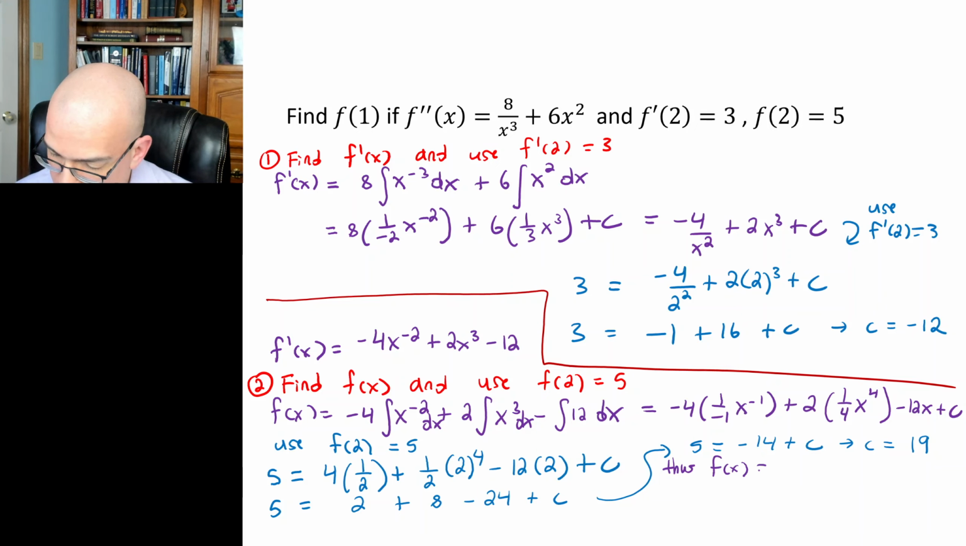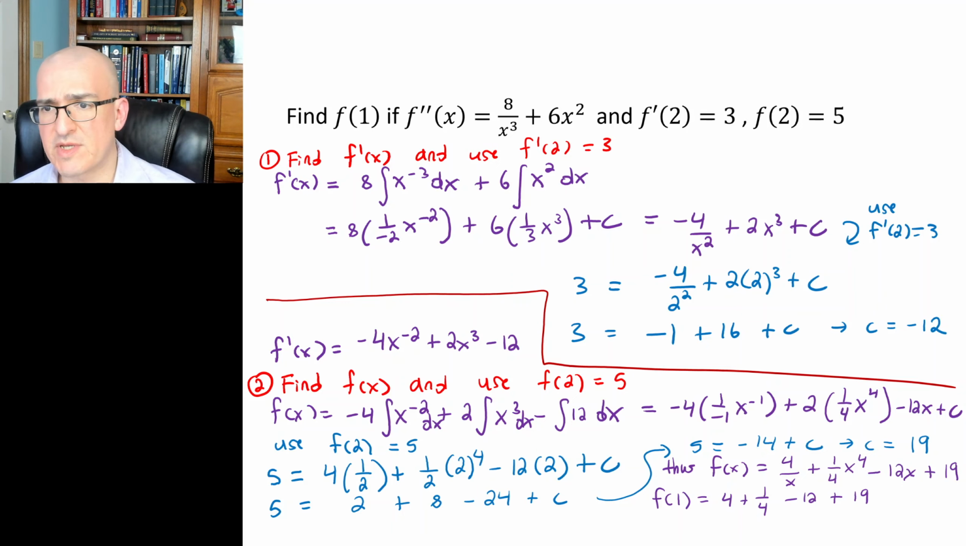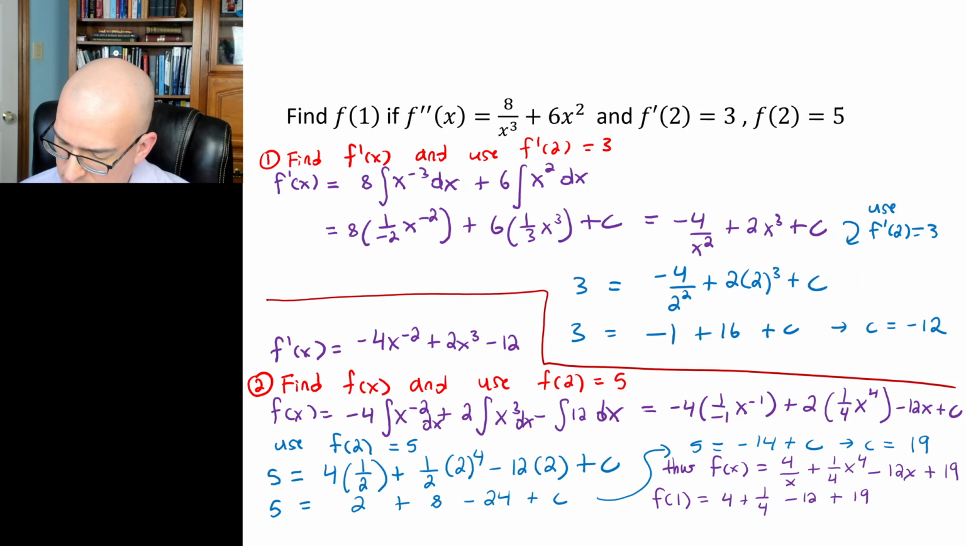f of x is equal to 4 over x plus 1 over 4 x to the 4 minus 12x plus 19. We want f of 1. So f of 1 is 4 plus 1 over 4 minus 12 plus 19, which isn't as nice as I thought it would be, but we'll have to just make do. Negative 12 plus 19, so 7, so 11.